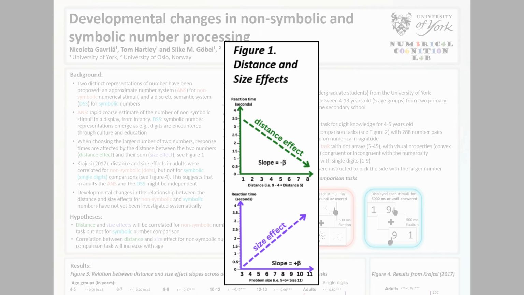The distance between two numbers is calculated by subtracting the smaller number from the larger one. The problem size, or size, is the sum of the two numbers. It is easier to compare numbers when the distance between them is larger and the problem size smaller.